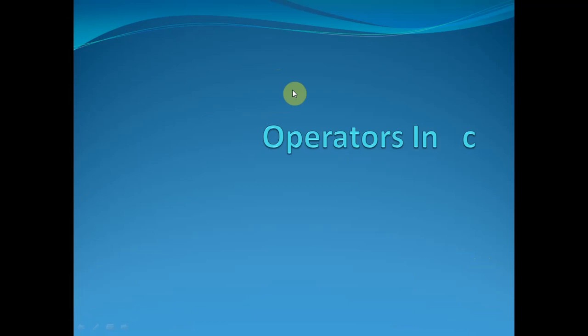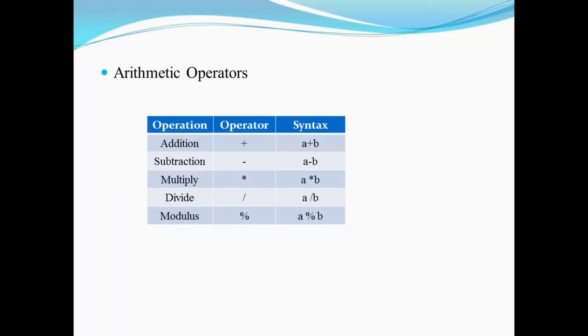An operator is a symbol that specifies the mathematical, logical or relational operation which is to be performed. C language supports different types of operators which can be used with the variables and the constants to form the expressions. Now we discuss all these operators one by one.